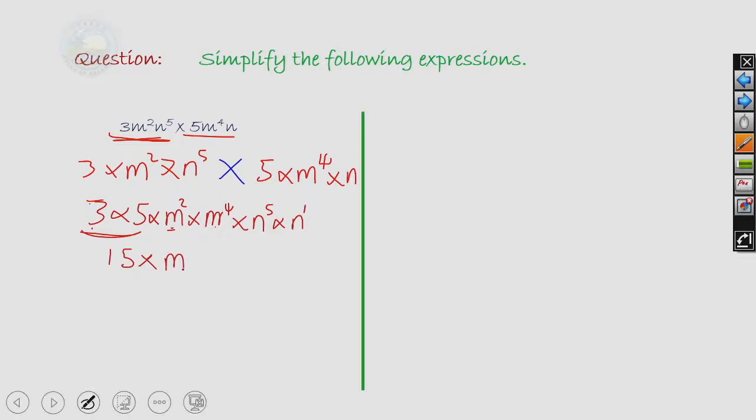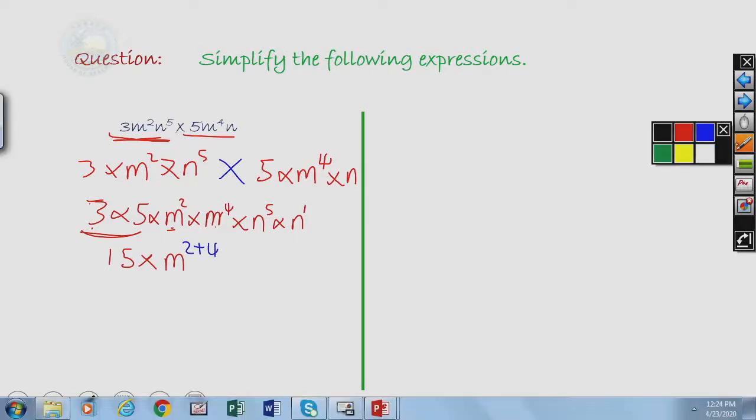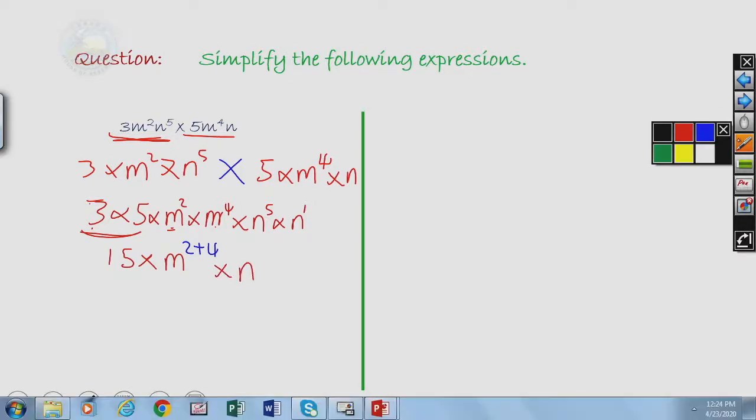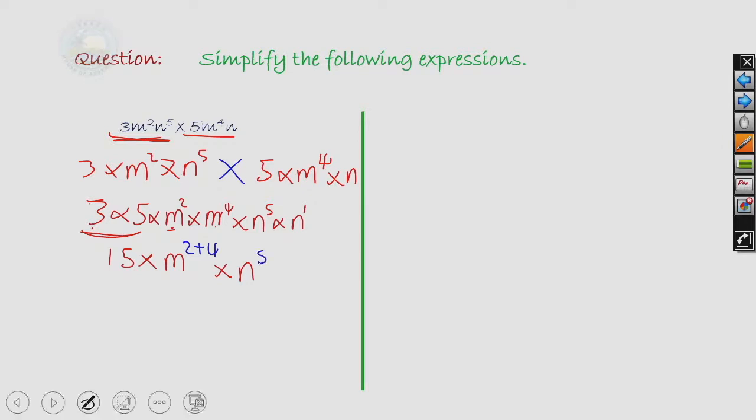So this is going to be multiplied by m to, we are adding the powers. So let's add our powers. It's going to be m to the 2 plus 4, and multiplied by n to the 5 plus 1. That gives me here now 15 multiplied by m to the 6th power multiplied by n to the 6th. My answer is therefore 15m to the 6th power n to the 6th. And that's my final answer for that one. What about this one?